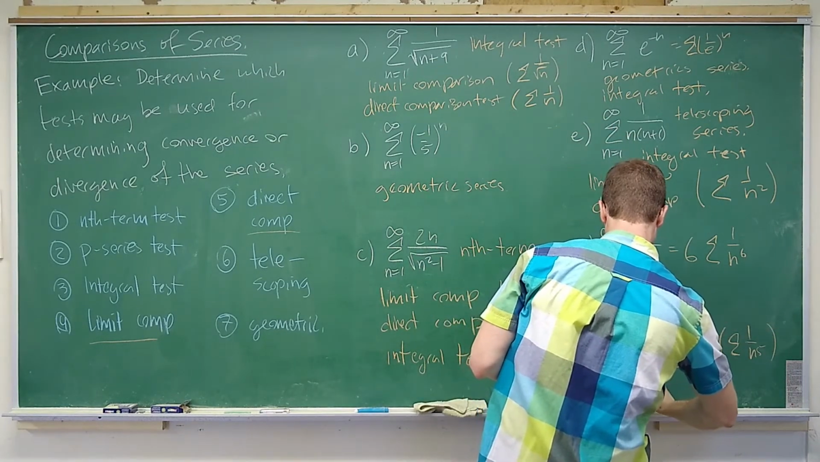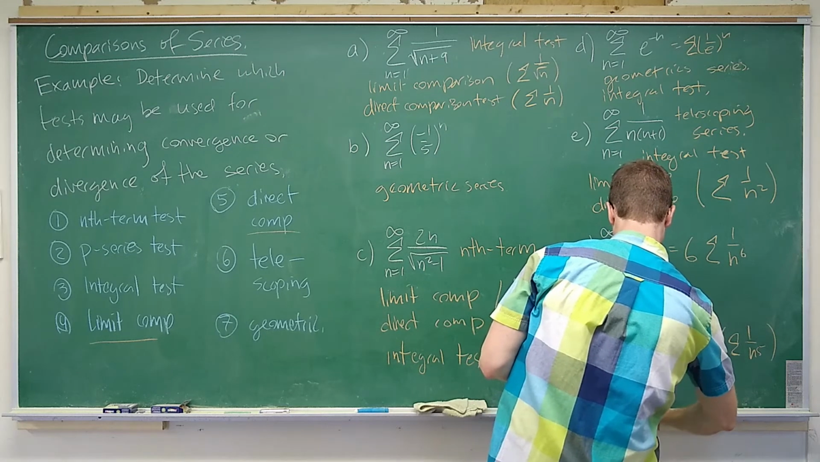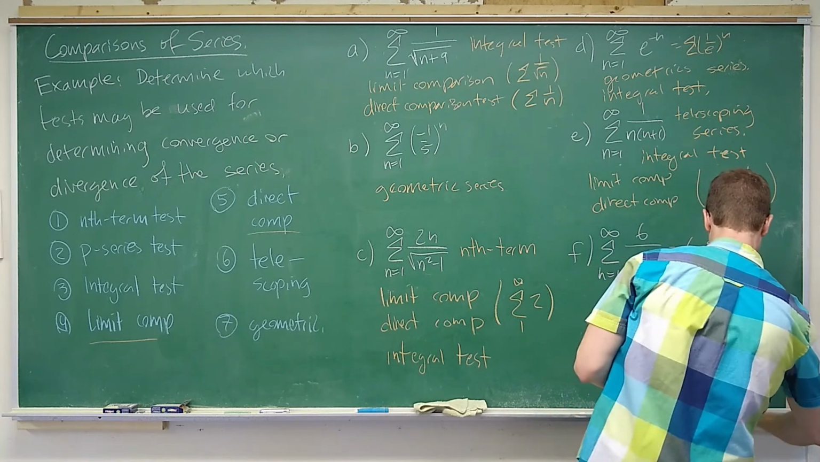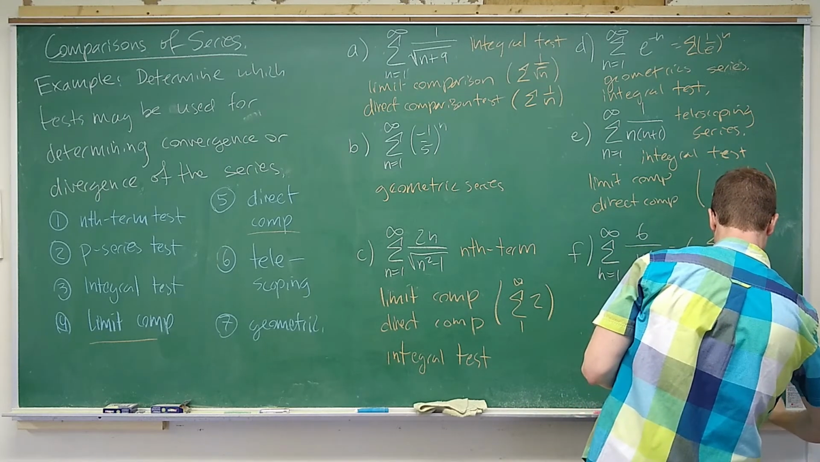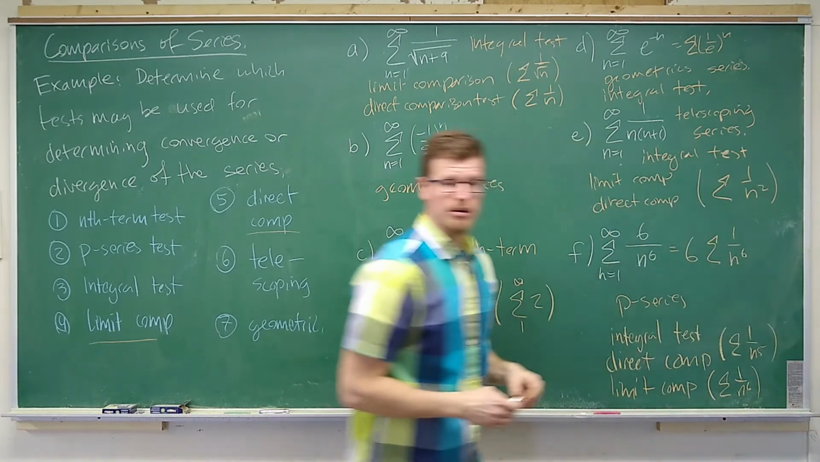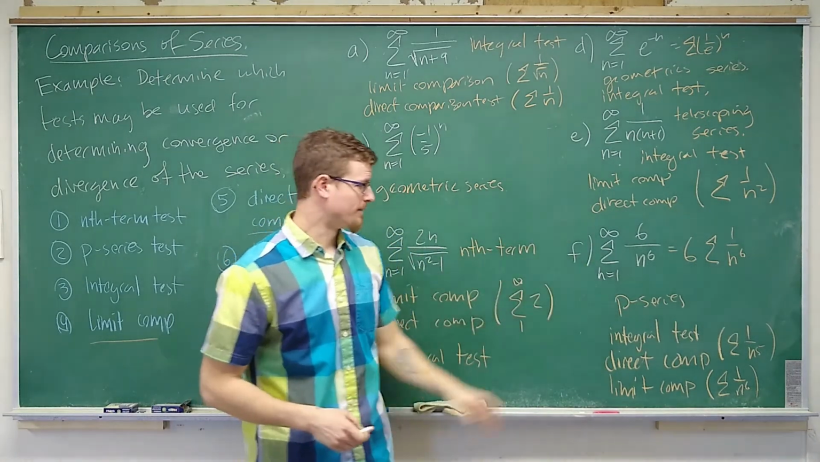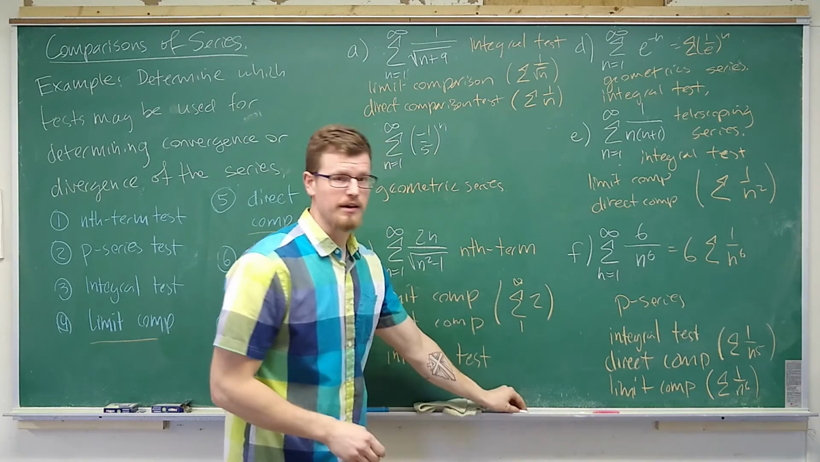Or you could consider the limit comparison with the sum of 1 over n to the 6th. But again, I think that observing it as a p-series gets you what you need right away. The other tests aren't necessary.